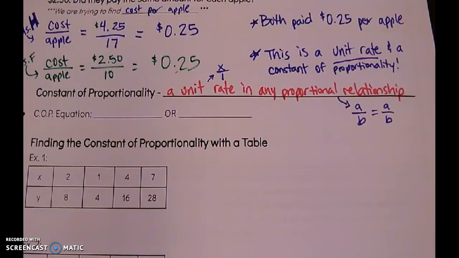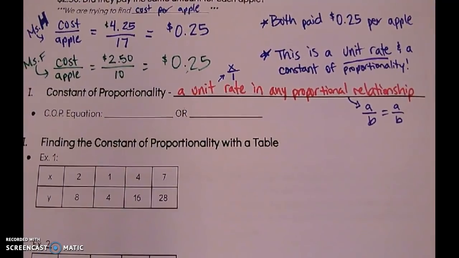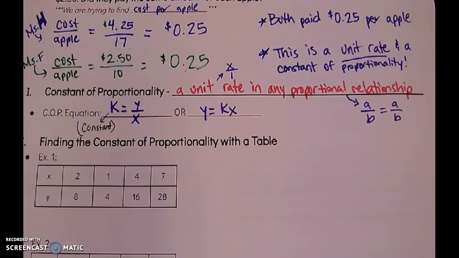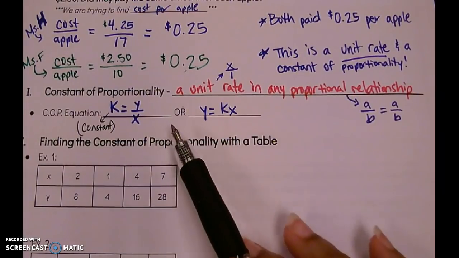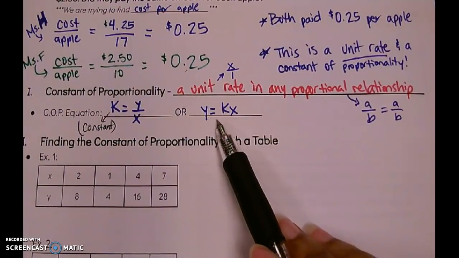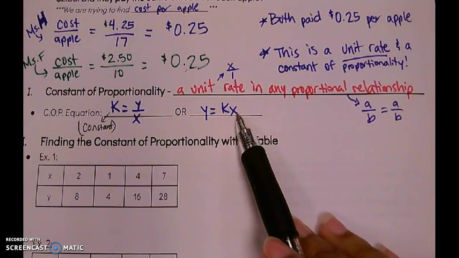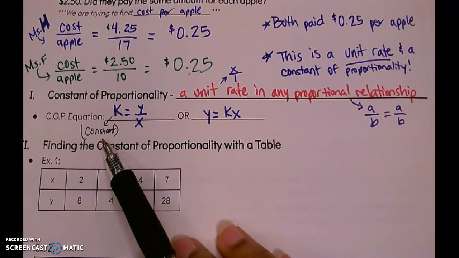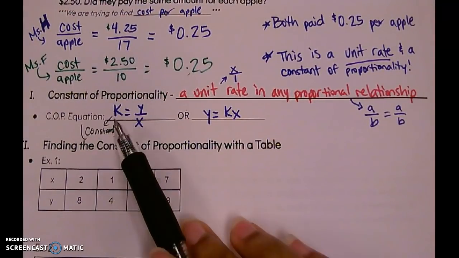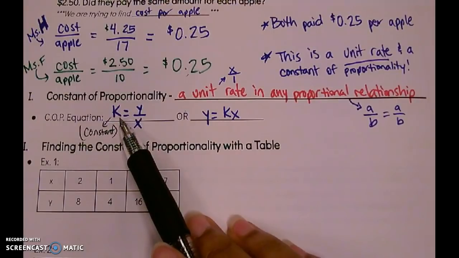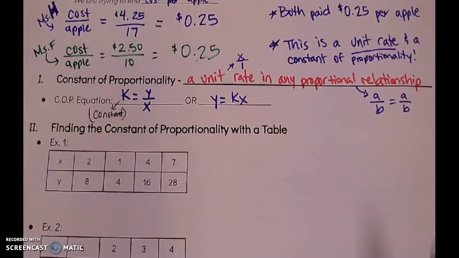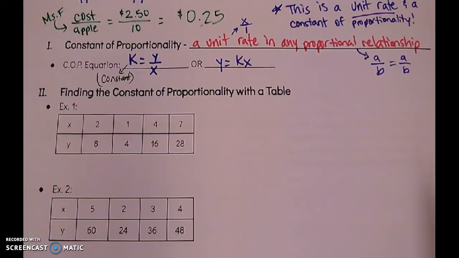Now there are two equations that we can use sometimes when solving for the constant of proportionality. For the formula, k, which means the same thing as constant, equals y over x. Another variation of this equation is y equals kx. Now, I know you may be thinking that constant starts with a C, but in math world, constant is represented by the letter k.